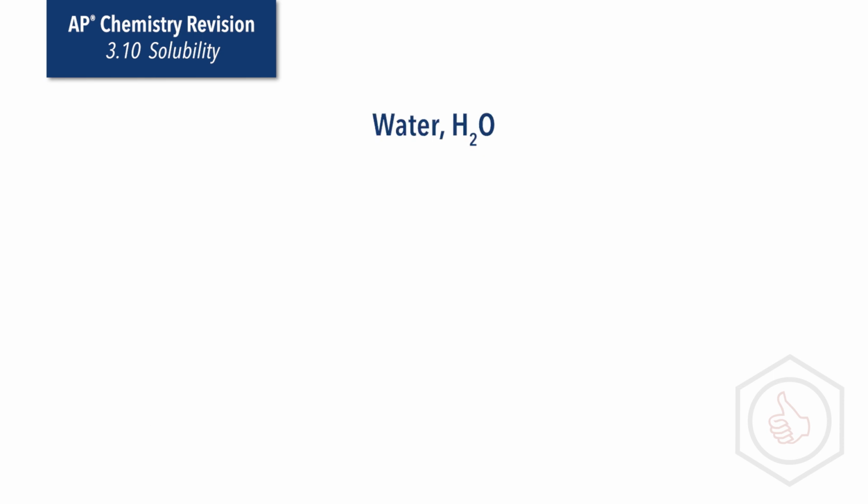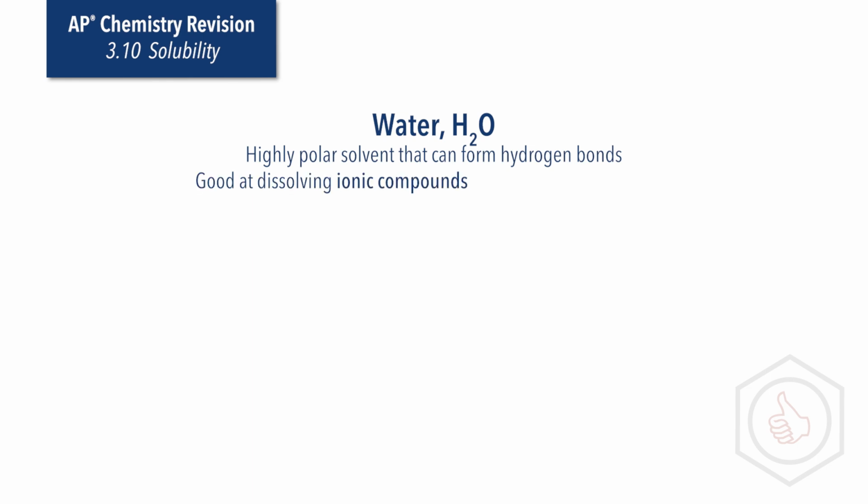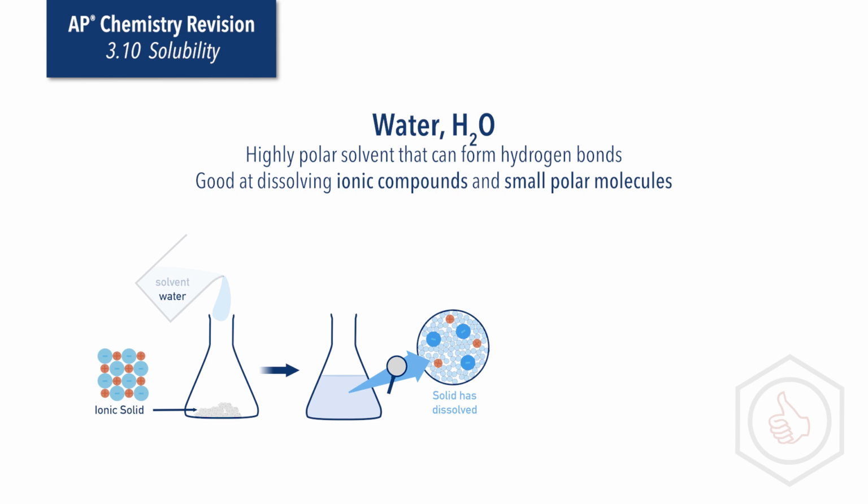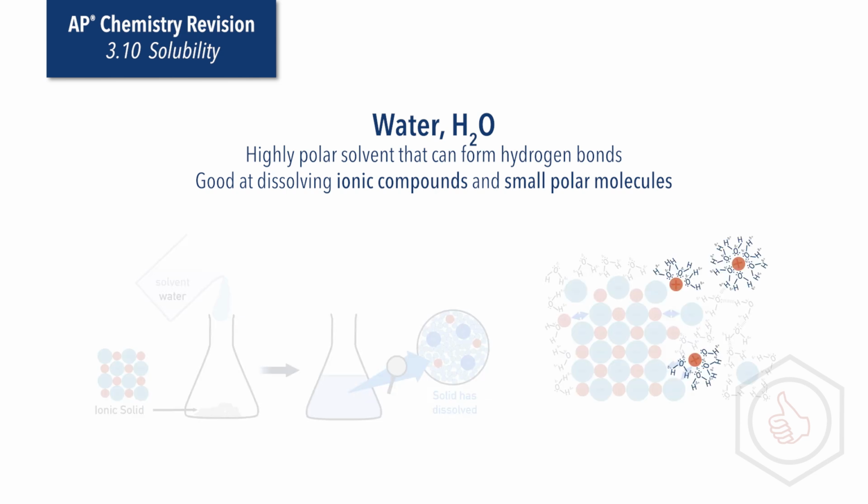Water is a highly polar solvent and can form hydrogen bonds. This makes it very effective at dissolving ionic compounds and small polar molecules. When ionic compounds dissolve, water molecules surround and separate the ions in hydration. Positive ions are attracted to the partially negative oxygen in water, and negatively charged ions from the compound are attracted to the partially positive hydrogen in water. This process is called hydration.